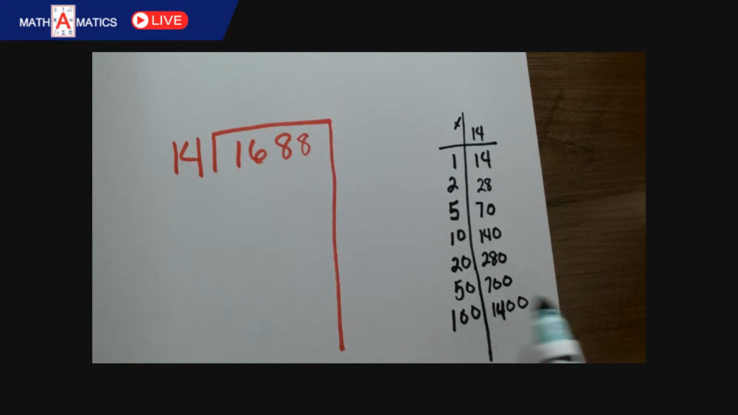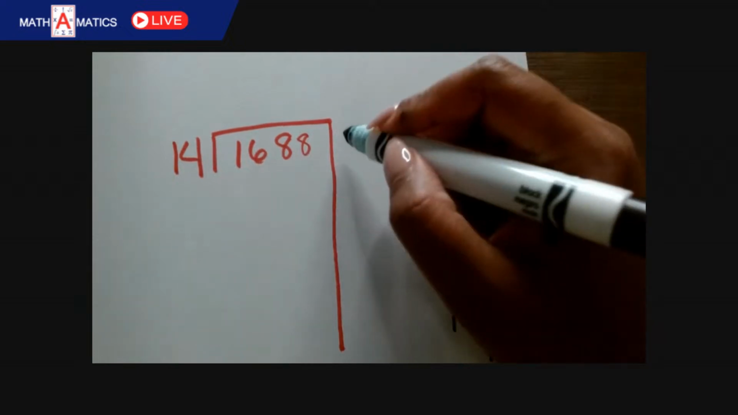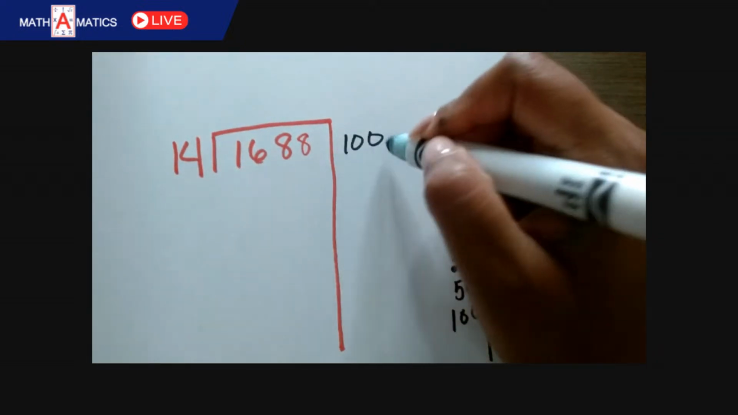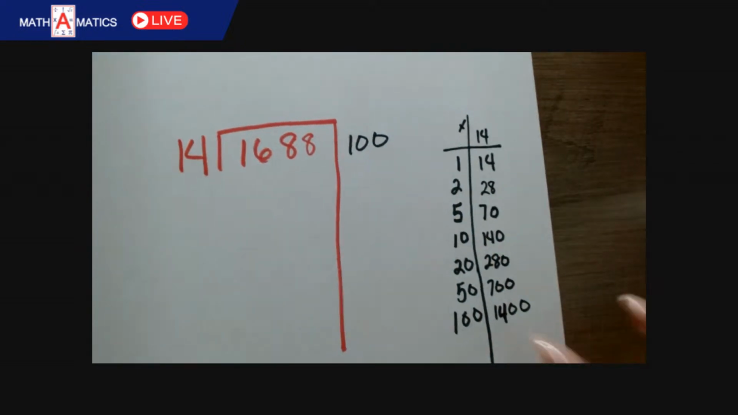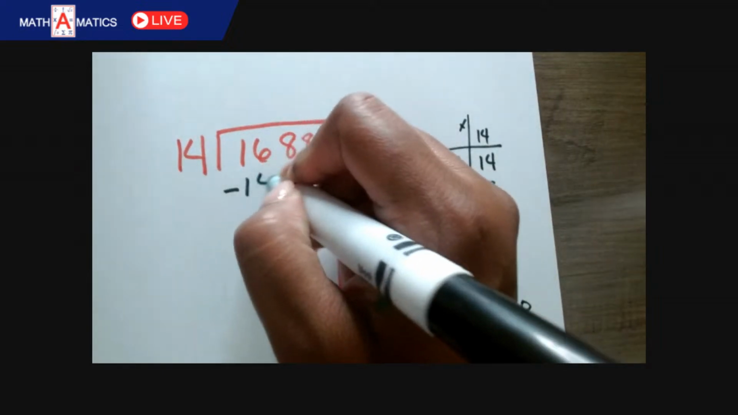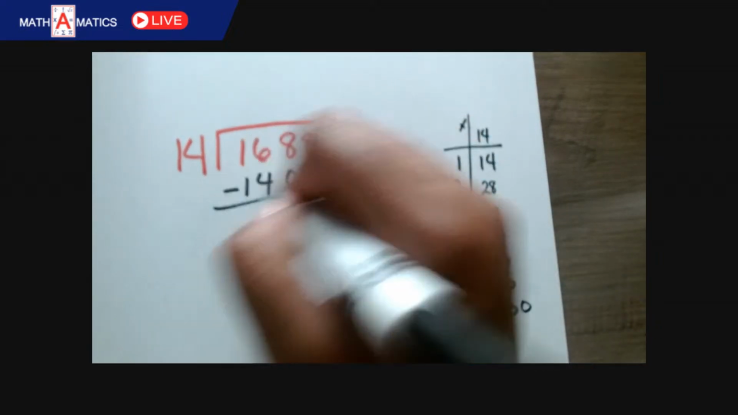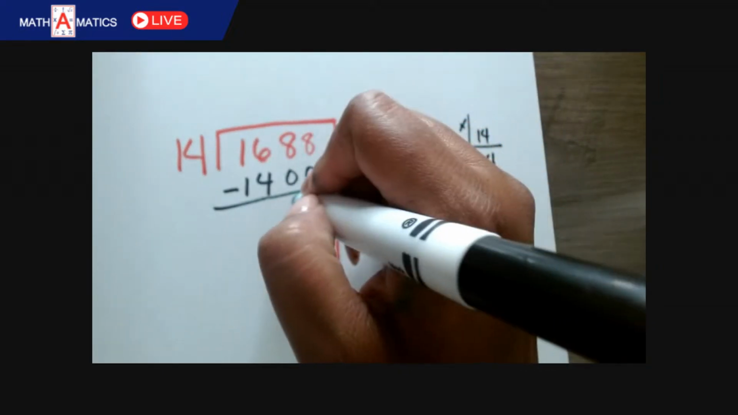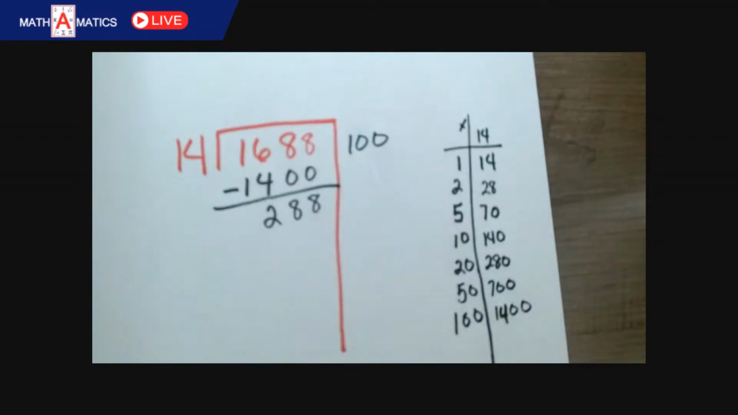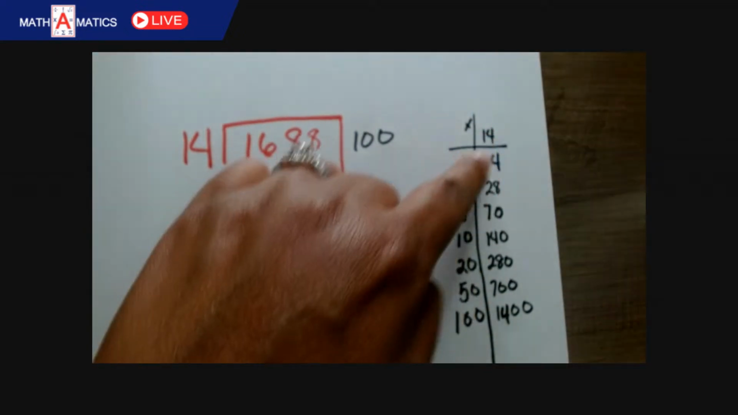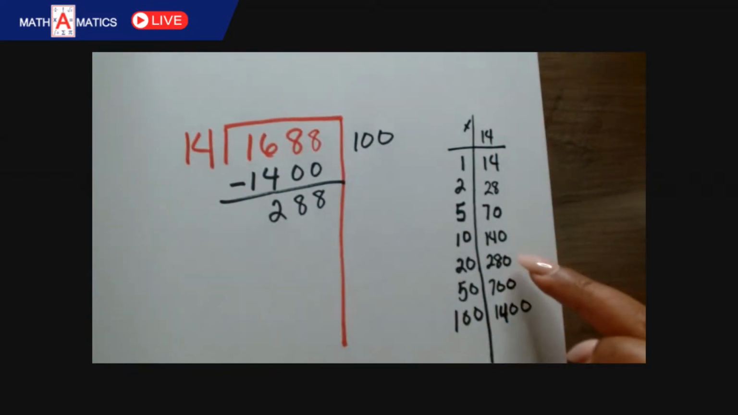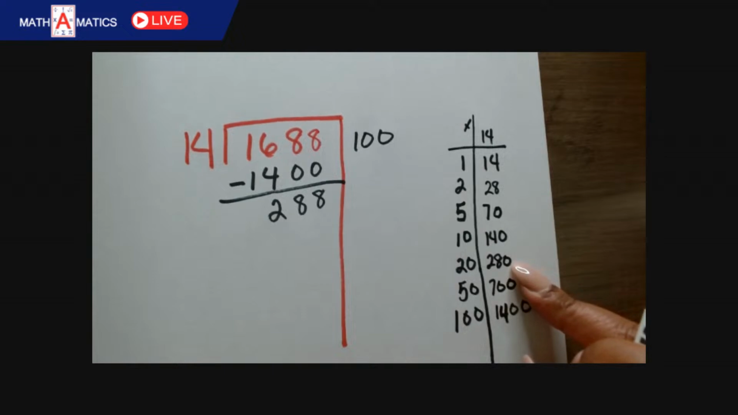Since 1400 is our largest here, and that's times 100, that's where I'm going to start so this doesn't get too long. And it's just a great place. So we're going to put 100 on our outside here. And then this 1400 is what we are going to subtract here. So that gives us 8, 8, and 2. So now we're at 288. So we'll look at our chart. Well, the closest number would be 280.